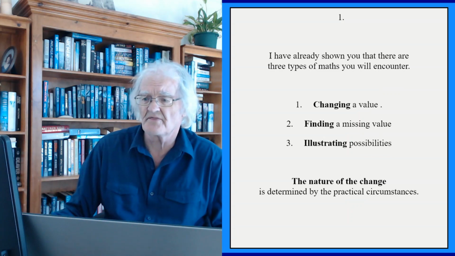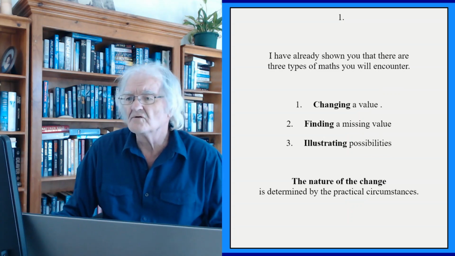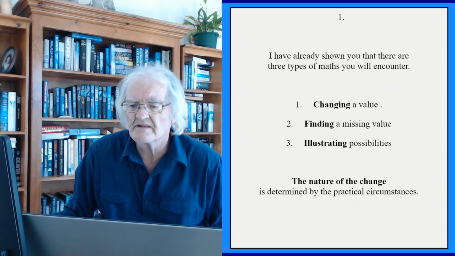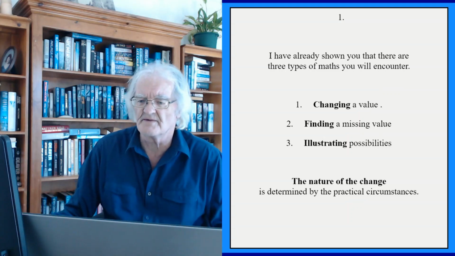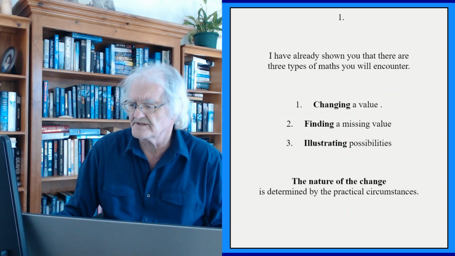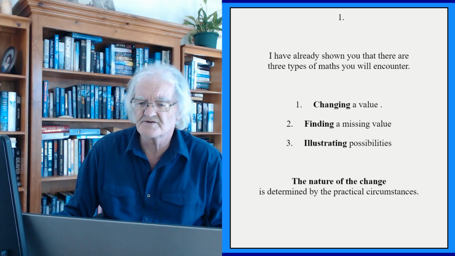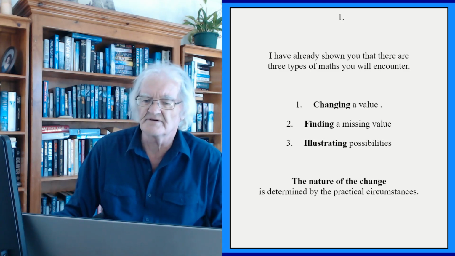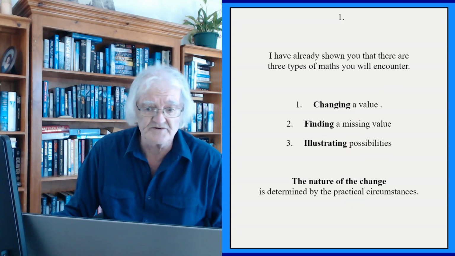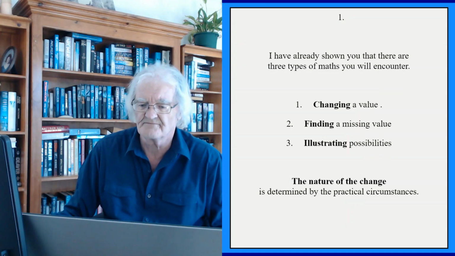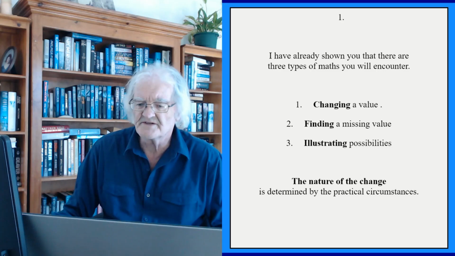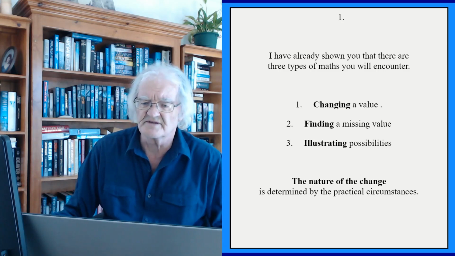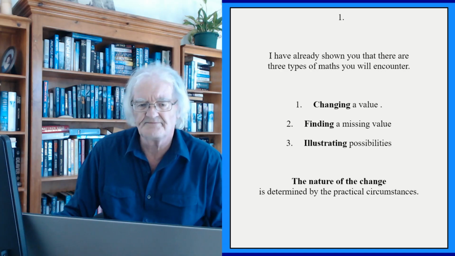This is lesson 13. I've already shown you that there are 3 types of maths you will encounter. The first is changing a value, the second is finding a missing value, and the third is illustrating possibilities. The nature of the change that's relevant to these is determined by practical circumstances.